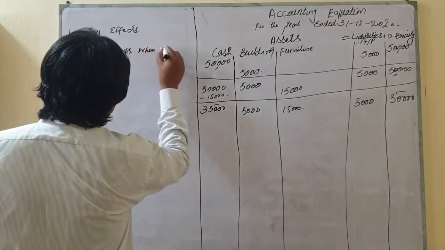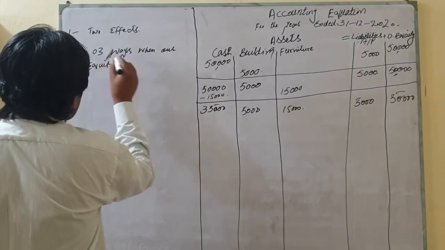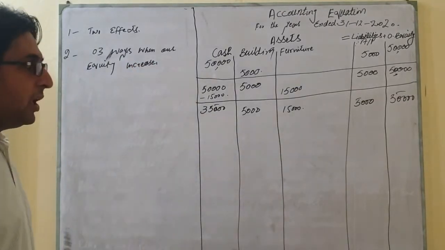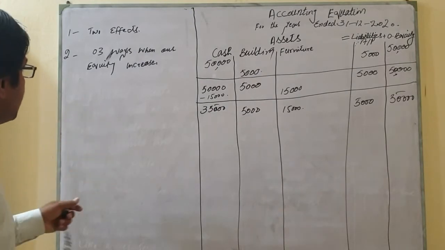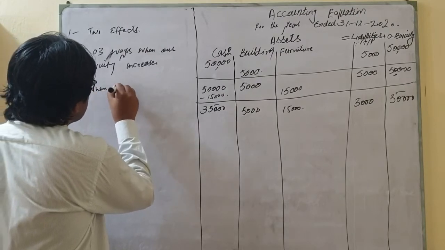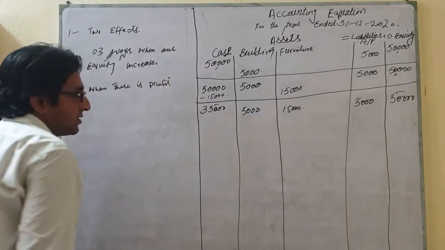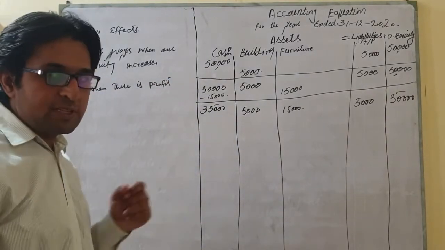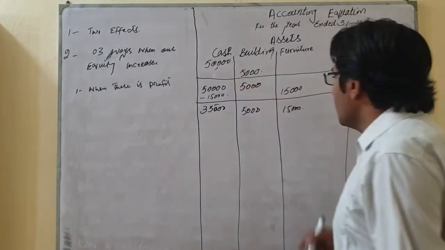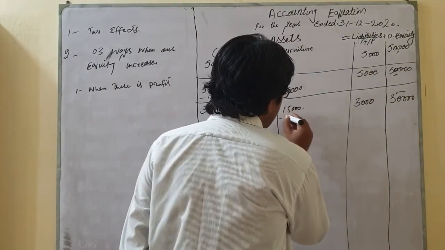Three ways when our equity increases. What are those three ways? First is when there is profit. When there is profit in business. For example, in our business, we have sold 10,000 furniture for 15,000. So our furniture will decrease 10,000.